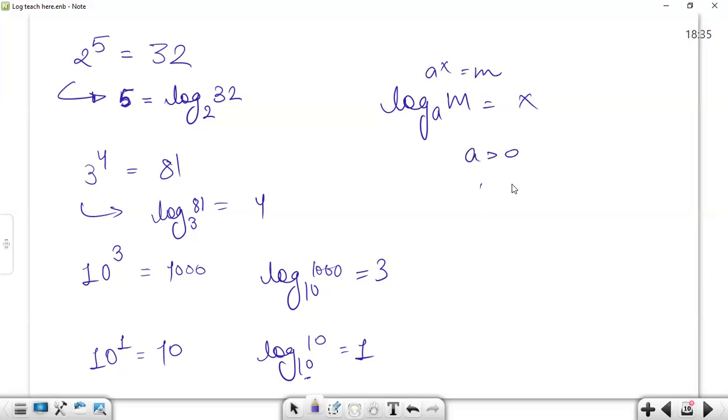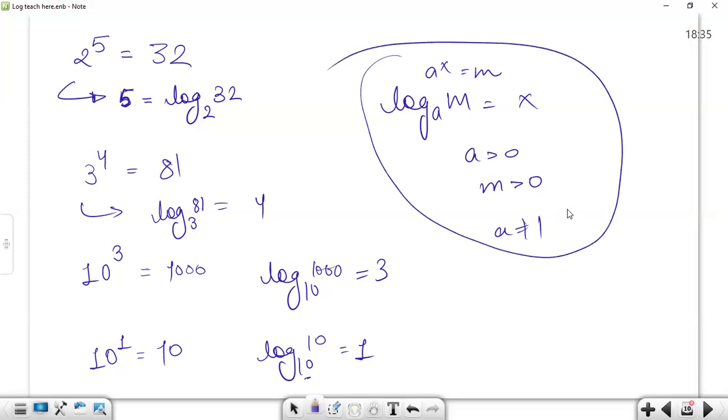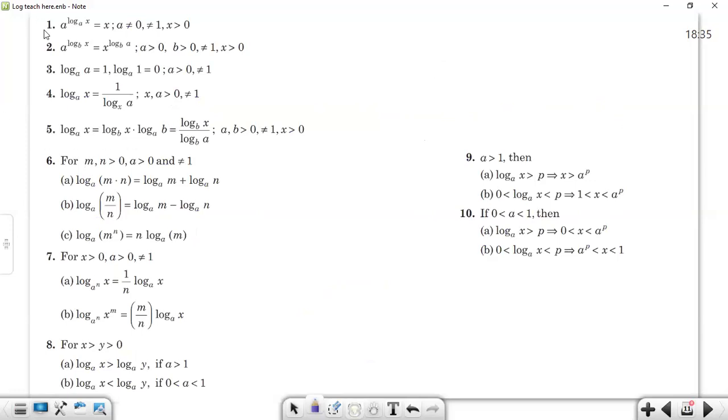So revising: a should be positive, x should be positive, and the base should not be 1. These are 3 conditions for the logarithm function to be defined. Let's move forward. The first property says that a raised to the power logarithm of x to the base a is x only. And why so? We will prove it after discussing the further logarithm properties.